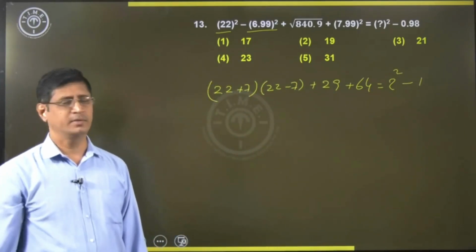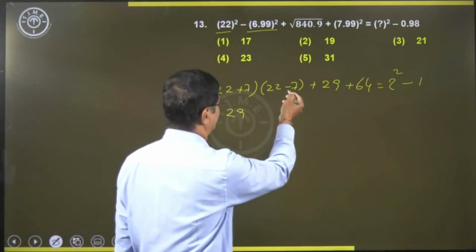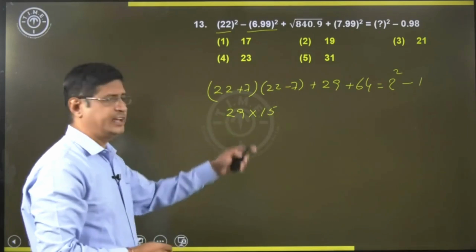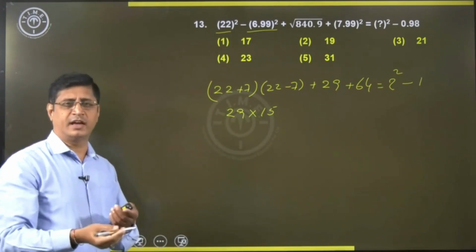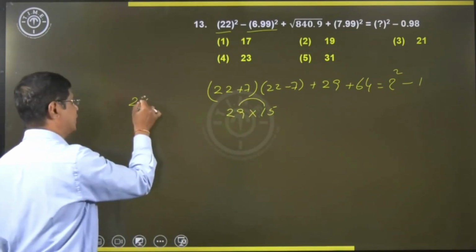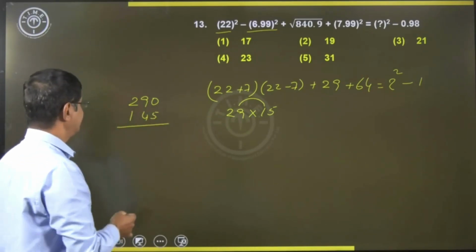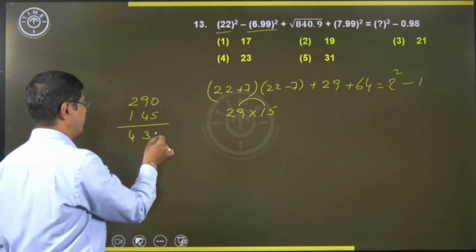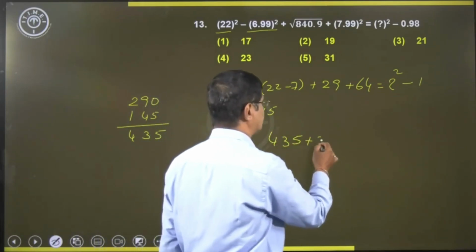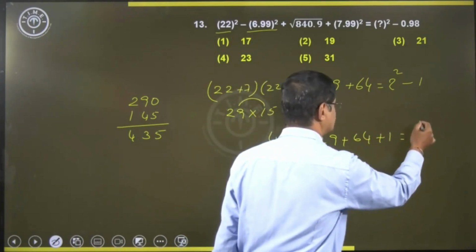0.98 approximately 1. Simplify this. Here the value is 29, and what about this one? It is 15. 29 into 15. I am expressing 15 as 10 plus 5. 10 times 29 is 290. Half of 290 is the 5 times of 29. The result is 435. So 435 plus 29 plus 64 plus 1 is equal to question mark square.